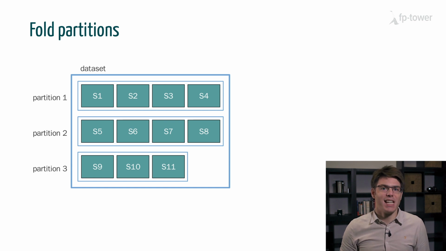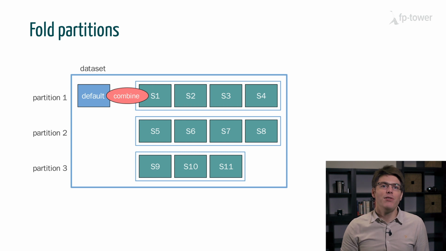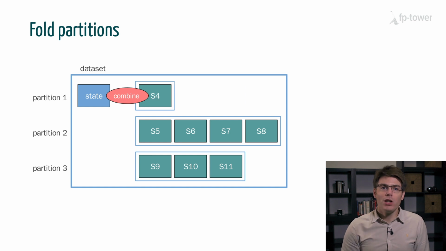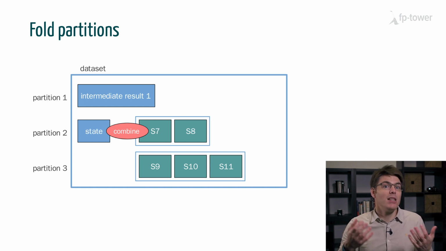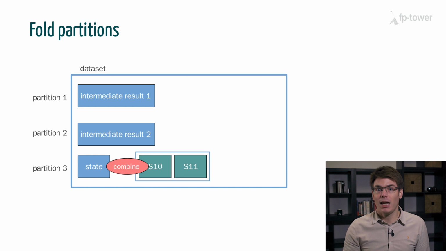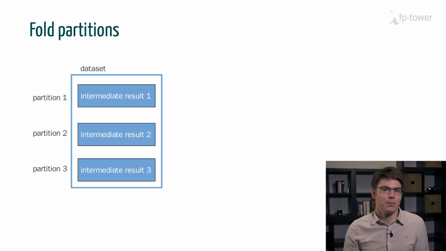We start with a dataset split into 3 partitions. Then, we define a default value, and we start by folding the first partition using a combined function. For mean temperature, we'll check which sample is the coldest, and for size, we simply use +1. When the first partition is completely consumed, we obtain an intermediate result. Then, we repeat the same process for partition 2, and the same for partition 3.